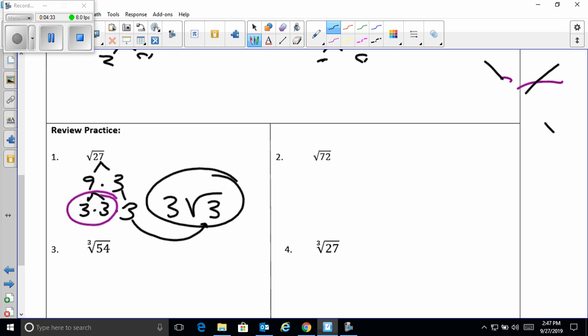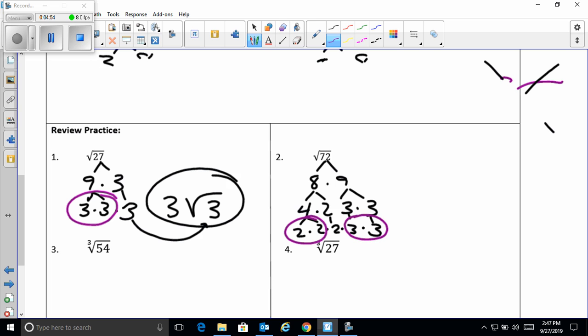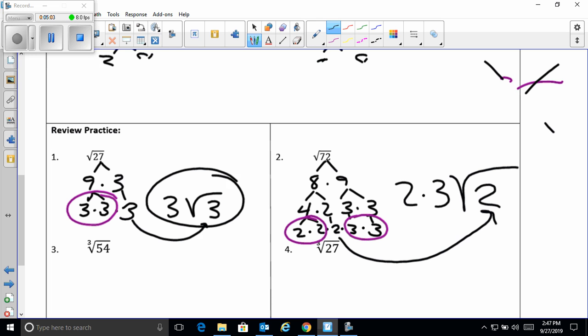Looking at square root of 72, that breaks down to 8 and 9. And you don't have to break it down the same way as me. You get the same thing at the end. Break it down different ways. And this 8, 2, and 2. Got to bring down that 2. And a 3, and a 3. Perfect pairs. A pair of 2s, a pair of 3s. We've got 2 things coming out. Taking out a 2, taking out a 3. What's staying inside? That 2 that's all by itself doesn't have a partner.